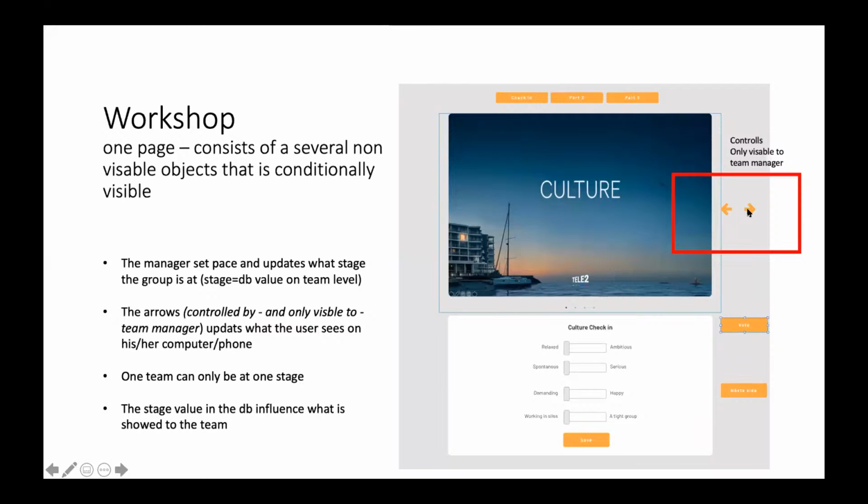So first I tried this with custom states, but I want their users that are sitting with different devices to see the same stage that the manager has set. So I figured I must set a team stage at the team database level so that each team is at the same stage all the time, controlled by the manager. So I want to use these buttons, the arrows, to influence +1 or -1 in the team database.